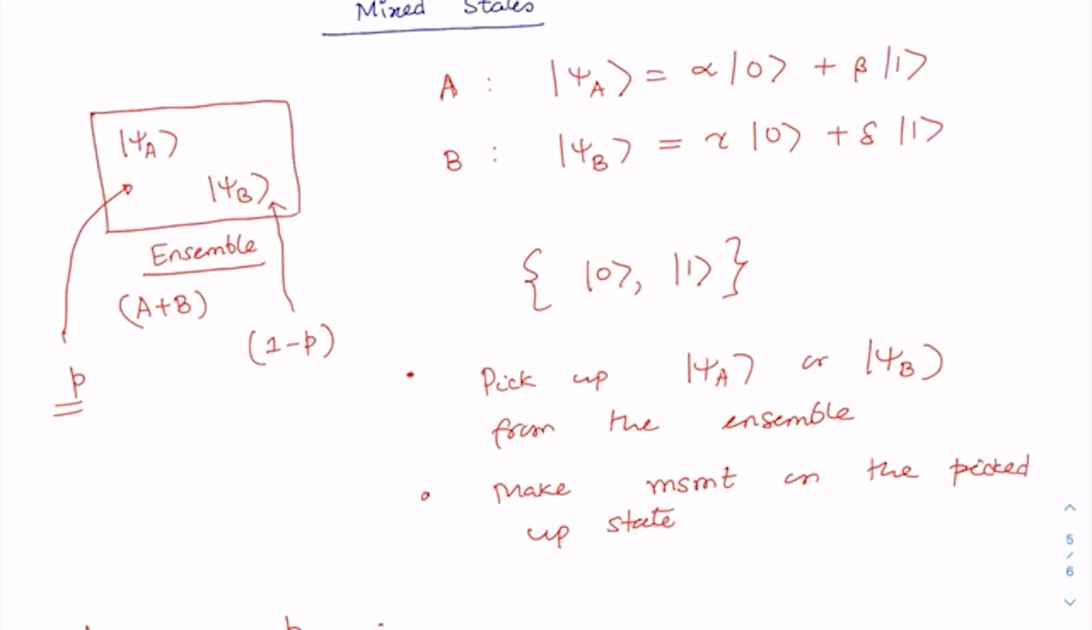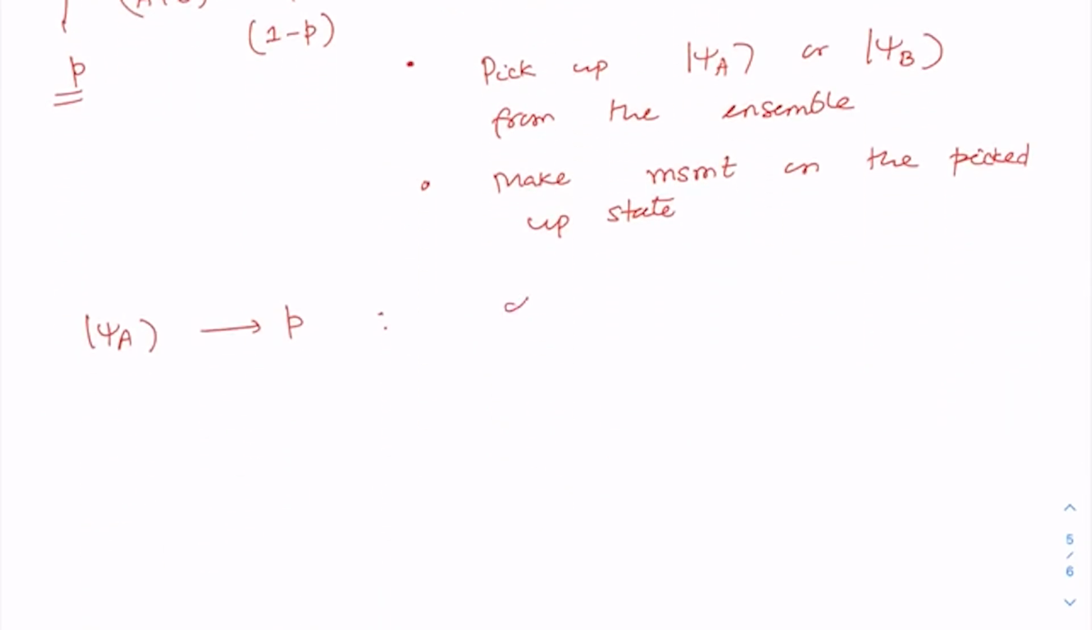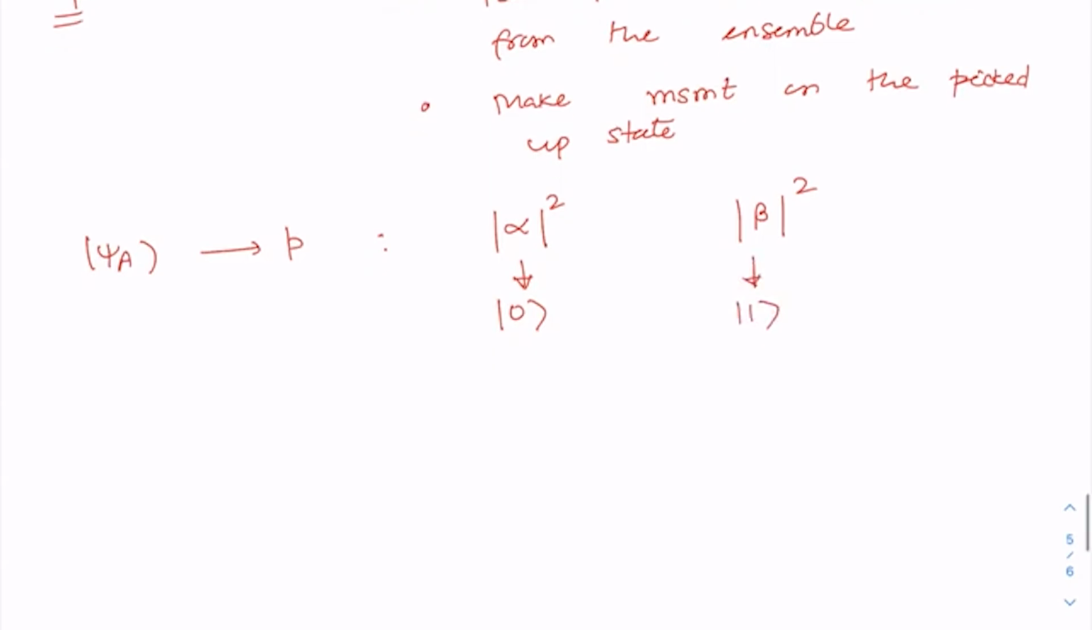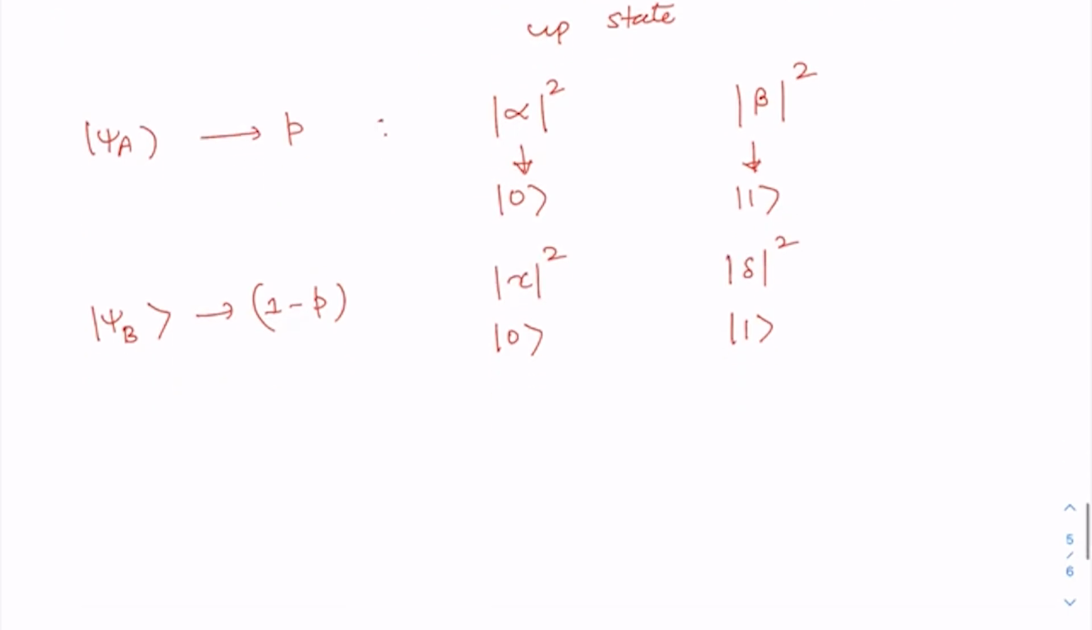Then because of the quantum measurement, the state psi A will get collapsed to either |0> or |1> with probability mod alpha squared or mod beta squared. So we will get either |0> or |1>. And similarly, in the other case, if psi B is picked up, and it will be picked up with classical probability say 1 minus P, then after we pick it up, if we make a measurement, either it will get collapsed to again |0> or |1> with corresponding probability mod gamma squared and mod delta squared. Now you see, what would be the total probability that the composite system will be found in the state |0>?